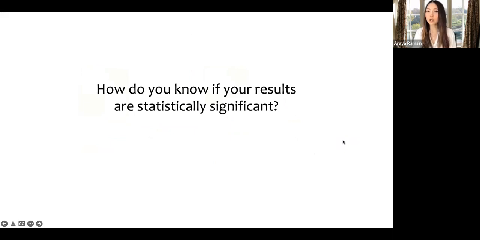So how do we know if your results are statistically, did I skip a slide? Okay, let me go back. No, okay. So how do you know if your results are statistically significant?